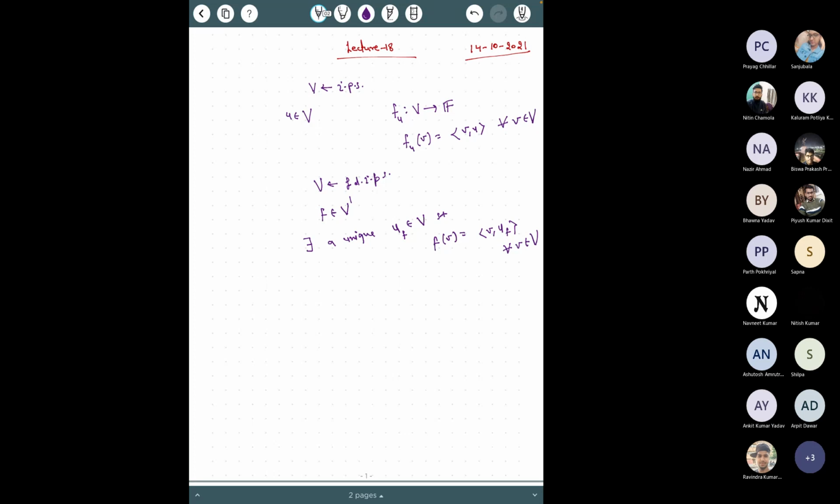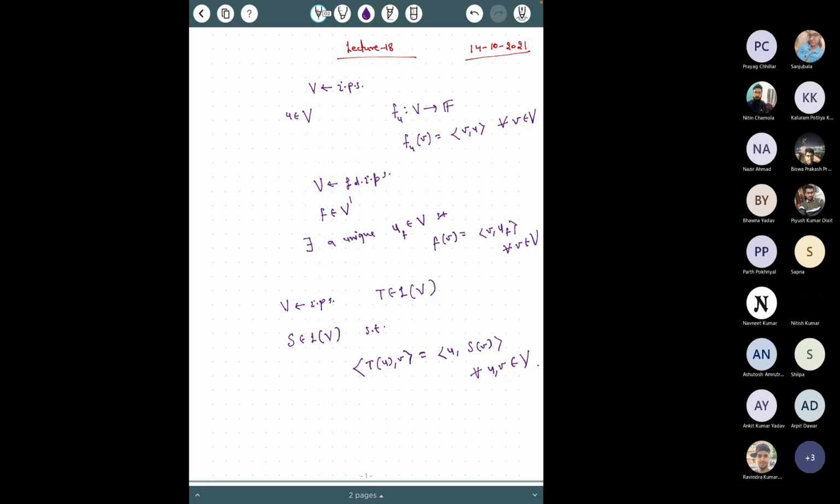And then we defined the adjoint of a linear operator. So what is an adjoint of a linear operator on an inner product space? If we have an inner product space V again, and T is a linear operator on V, then an adjoint of T is a linear operator S on V that satisfies this property: the inner product of T of U with V is equal to the inner product of U with S of V. And this is true for all vectors U and V in V. If this is true, then we call S an adjoint of T.